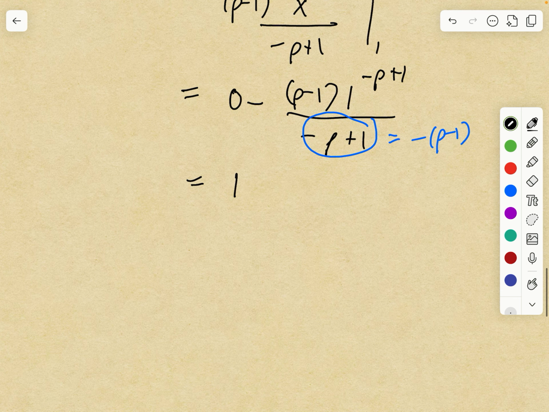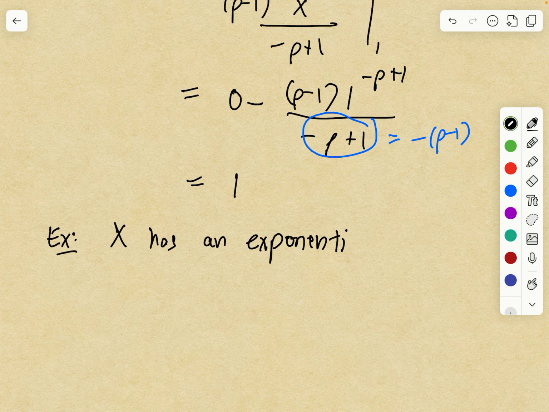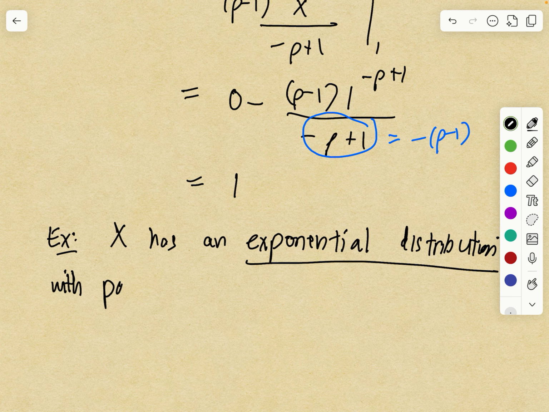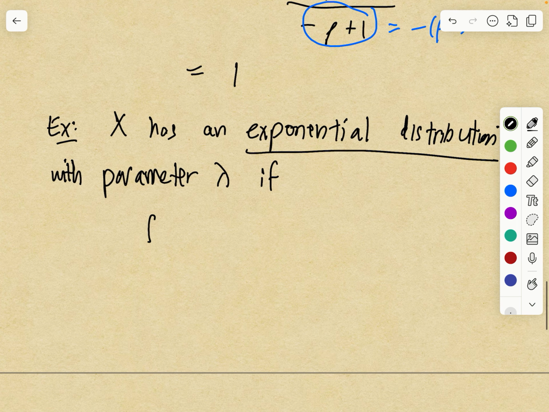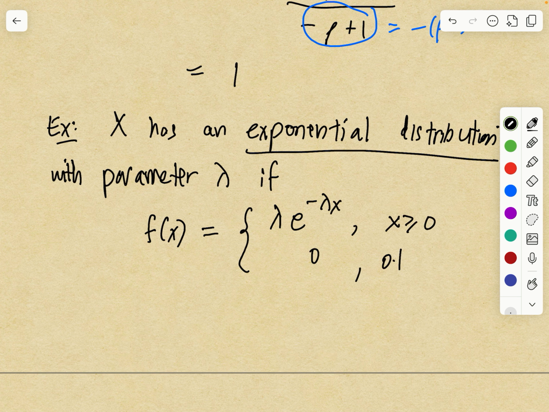Okay. Another example is the exponential distribution. So we say that x has an exponential distribution with parameter lambda if it has density function f of x equals lambda times e to the minus lambda x for x greater than or equal to 0 and 0 otherwise.